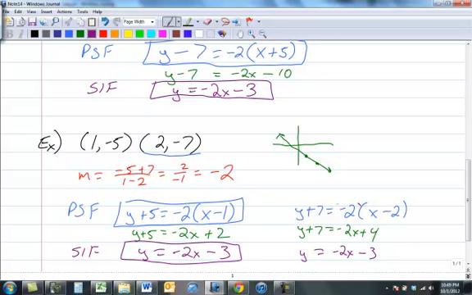Look at that. Doesn't matter which point you use, as long as you set it up correctly and solve for y correctly, you'll always get the same slope-intercept form.